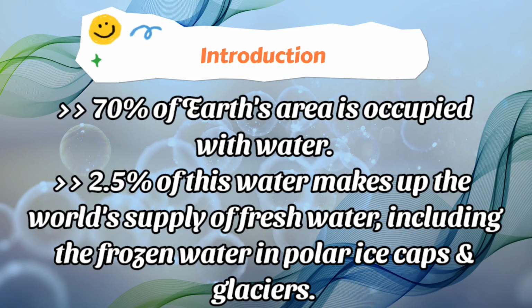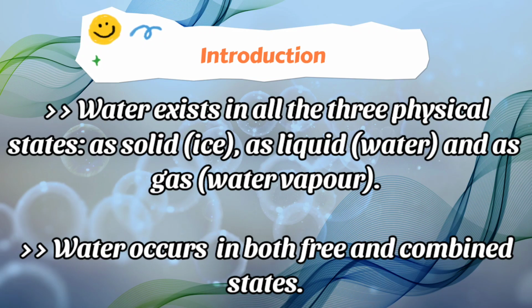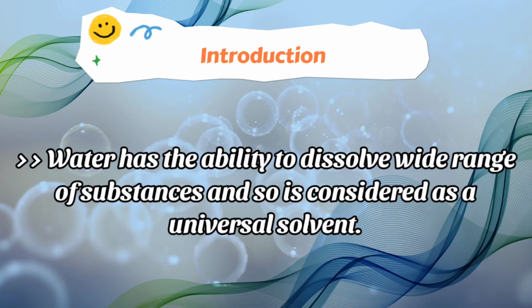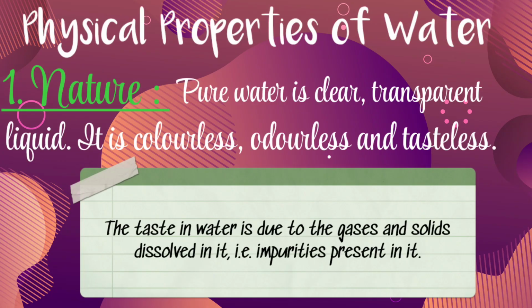Introduction. 70% of Earth's area is covered with water. 2.5% of this water makes up the world's supply of fresh water, including the frozen water in polar ice caps and glaciers. Water exists in all three physical states: solid, liquid, and gas. Water occurs in both free and combined states. Water has the ability to dissolve a wide range of substances and so is considered a universal solvent.